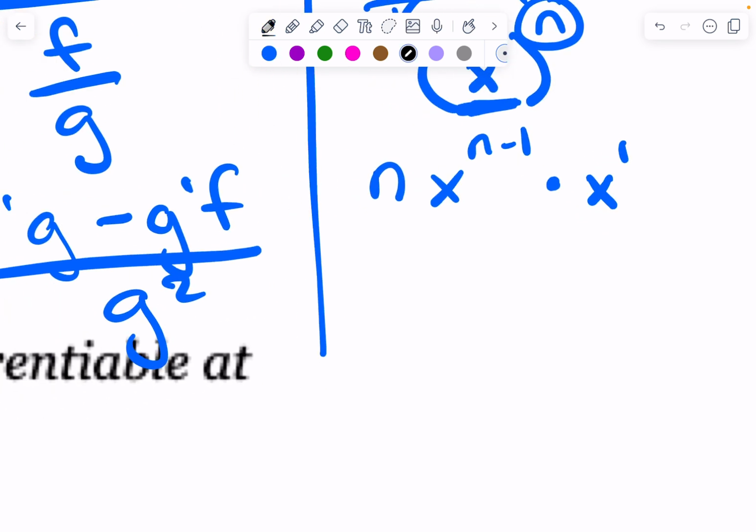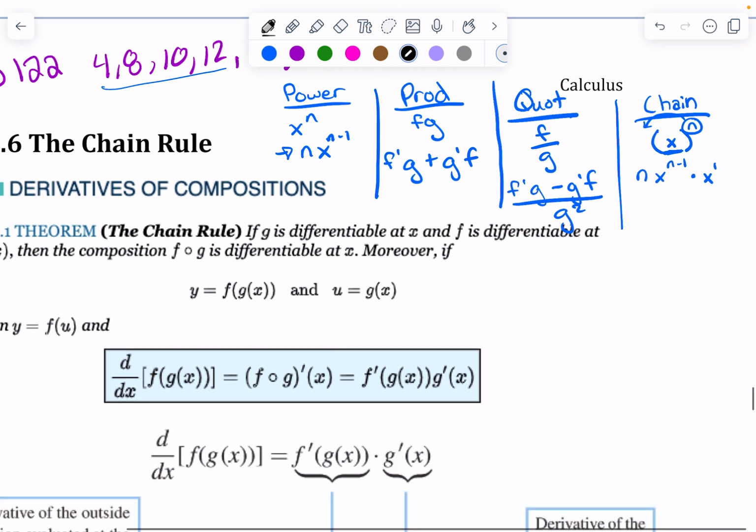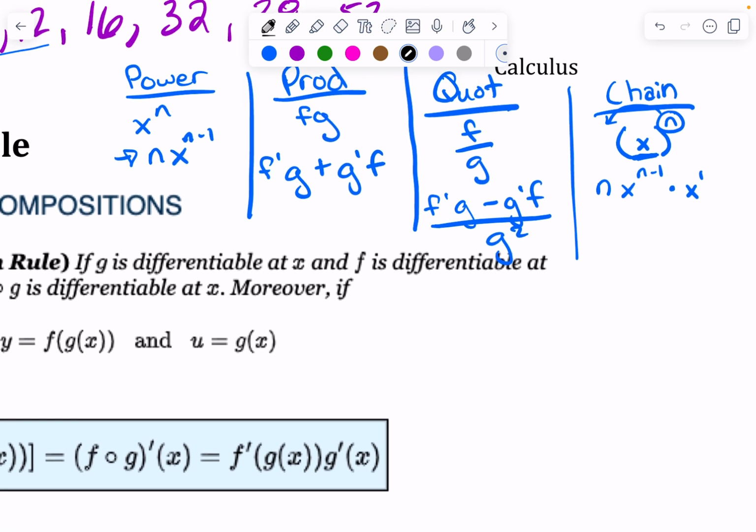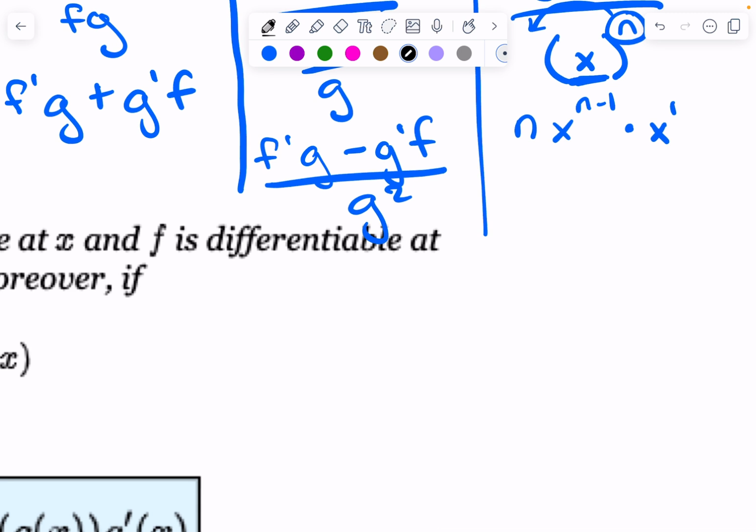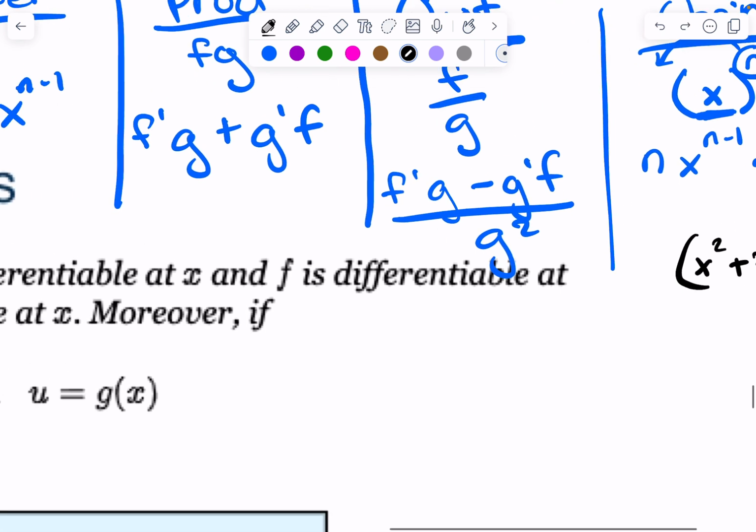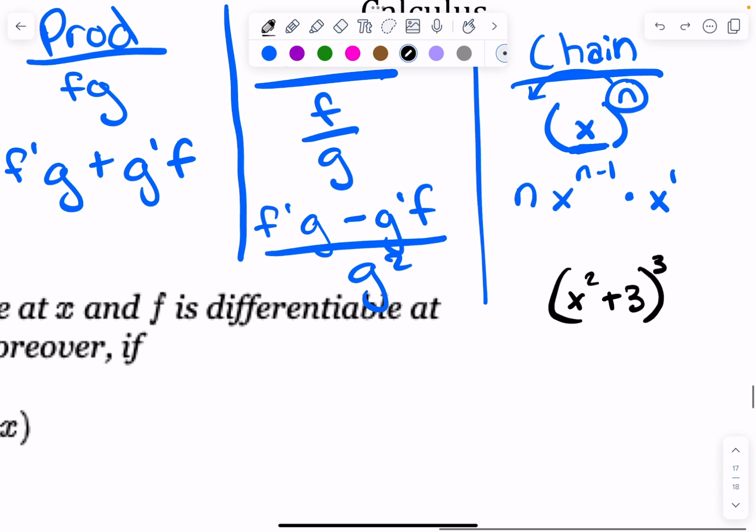Let's do an example of when you would use the chain rule, okay? You use the chain rule for something called a composite function or a composition of functions. Composition means one function stuck inside of another function. So let's say, we'll make it really easy, x squared plus 3 to the third power, right? Well, one option I could do is take this and FOIL this out 3 times, and then just do the straight power rule to that, right? But that's more work than I want to do.